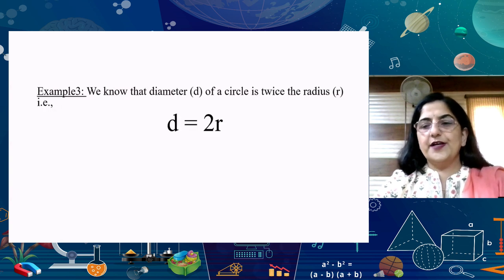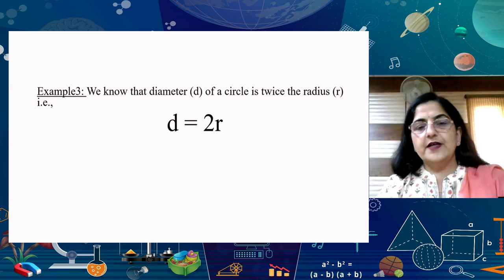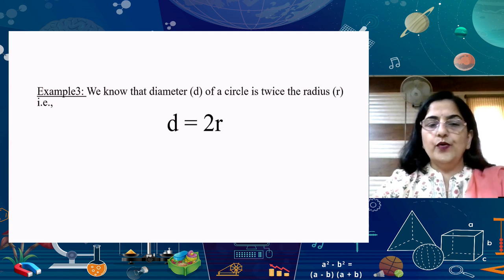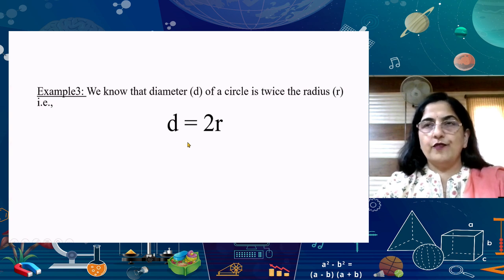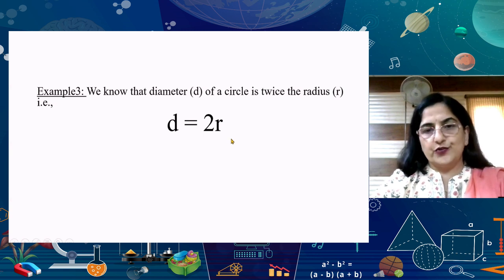Let's take one more example, which all of you are familiar with. That is the relationship between the diameter of a circle and the radius of the circle. If we take diameter as D and radius as R, then we can write D is equal to 2R. So this is also a linear equation. It has two variables, D and R. We do not know the value of D or R, so it is also a linear equation in two variables.